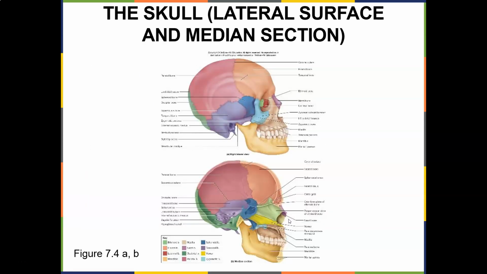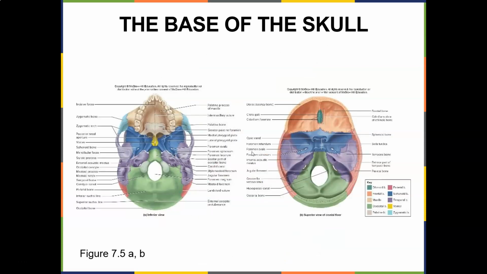Here's the skull again, showing you different images here. Here's the inferior view. Okay.